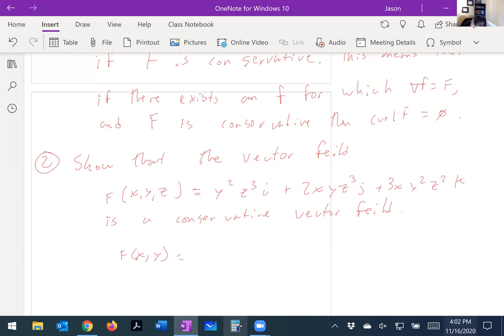If you had f of x, y, then your matrix would be i, j, k, with d/dx, d/dy, d/dz, and then you would have p, q, and then 0 would be r. R would be 0. So if you did the curl of a two-dimensional function with only two variables, say the curl of f of x, y, we would have this 0 here.